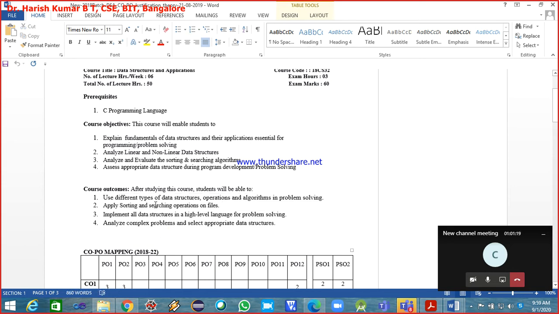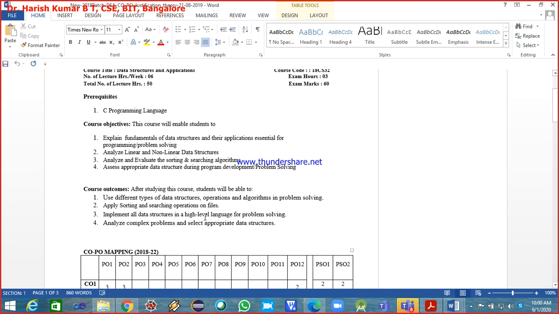Use different types of data structures and perform the operations and algorithms in problem solving. For any problem solving, you'll know how to use the data structure, which data structures to use, what operations to perform, all these things. And you'll also know how to apply the sorting and searching operations on the files. Implement all data structures in a high-level language for problem solving.